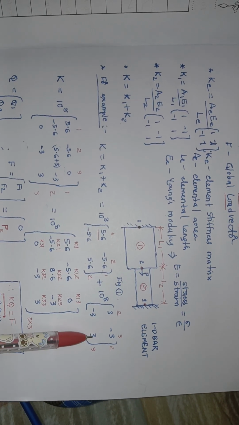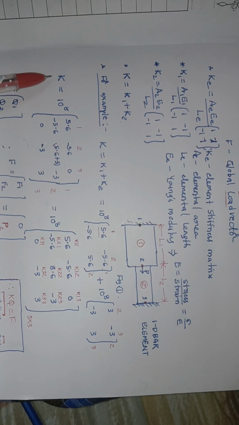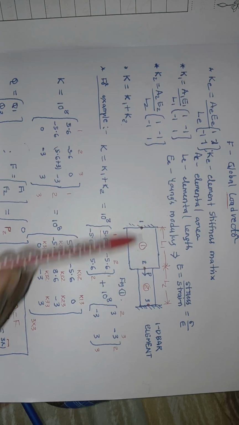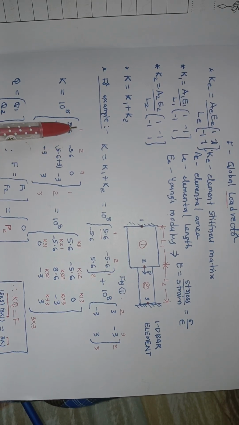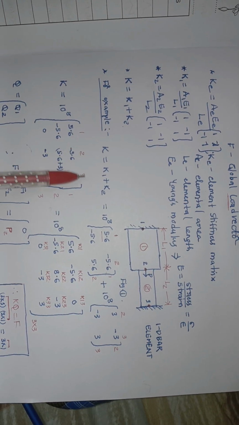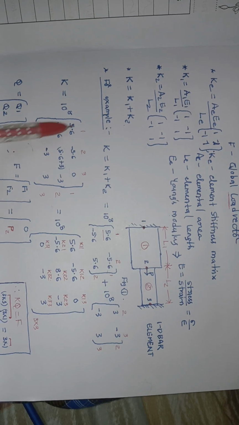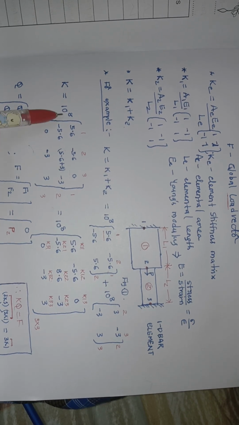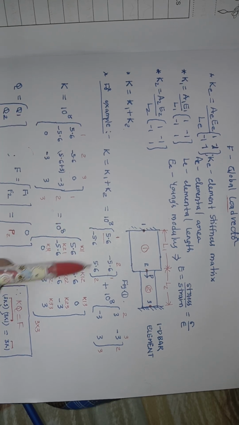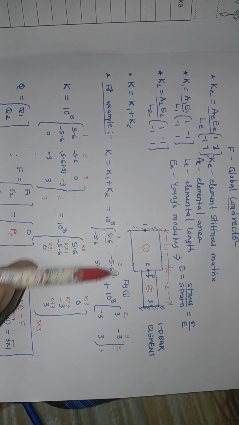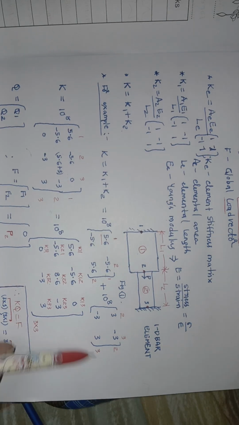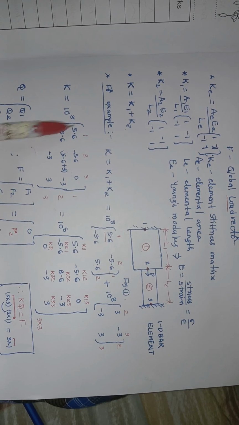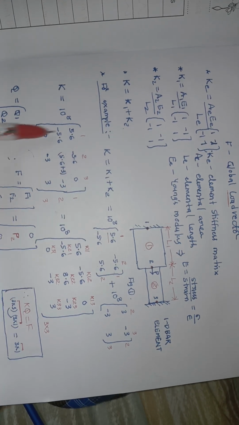Okay, after getting this, you have to find the capital K, that is the global stiffness matrix. Here node 1, node 2, node 3. So you have to write first 1, 2, 3 and 1, 2, 3, an empty matrix. After that you have to keep these values. Here 10 power 8 you have to take as common. So you have to add these two matrices, 1, 2, 1, 2 and 2, 3, 2, 3. So you have to write 1, 2, 3, 1, 2, 3, first an empty matrix. Then you have to fill this one.